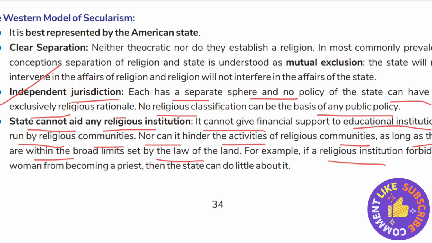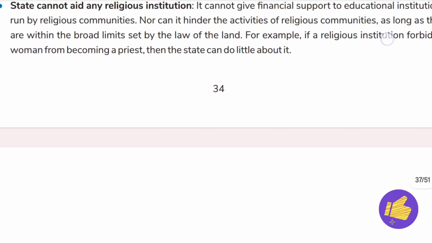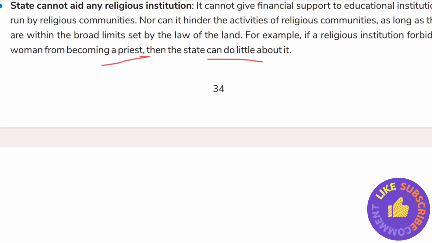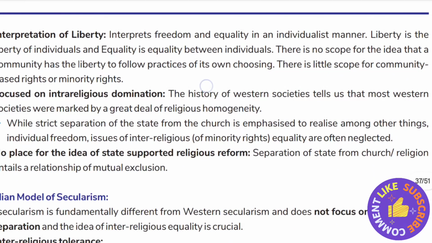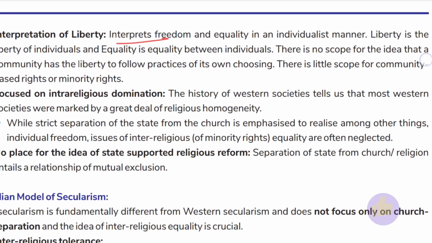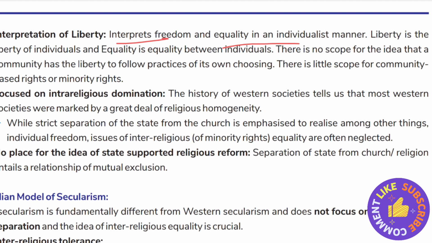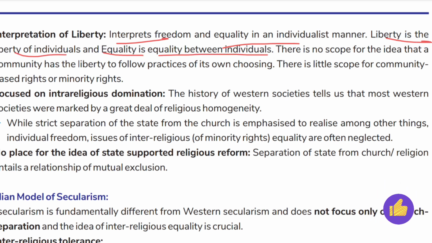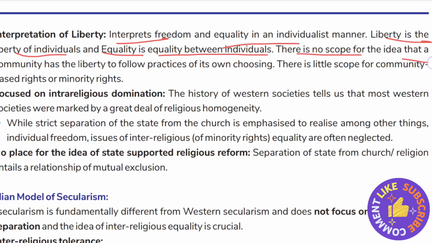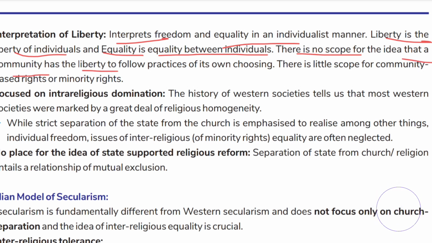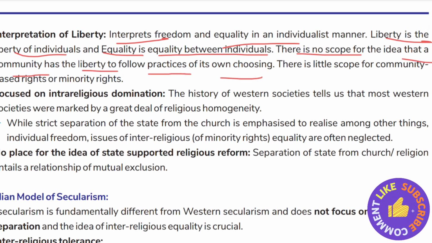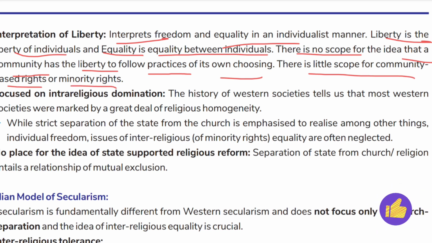For example, if a religious institution forbids a woman from becoming a priest, then the state can do little about it. This interpretation of liberty interprets freedom and equality in an individualist manner. Liberty is the liberty of individuals, and equality is equality between individuals. There is no scope for the idea that a community has the liberty to follow practices of its own choosing. There is very little scope for community-based rights or minority rights.